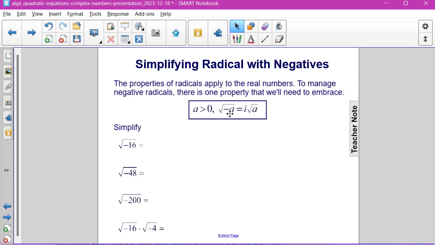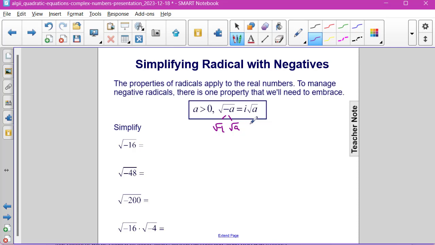And whenever we have a negative a, we have to first split it into the square root of -1 and the square root of a. And the square root of -1 is i, and then we still have the square root of a. In other words, you need to take the i out of the radical first before you continue simplifying. Let's go through these 4 examples to further explain and get experience with it.